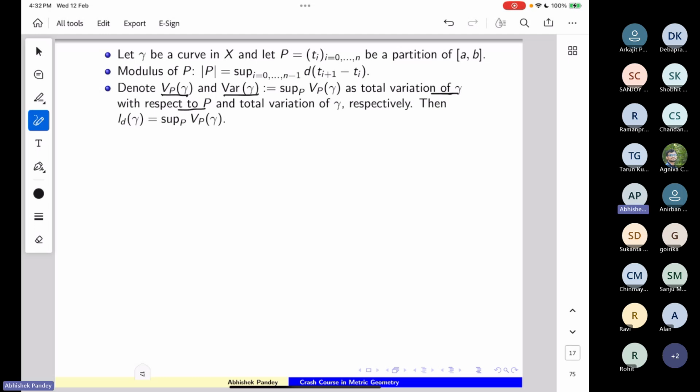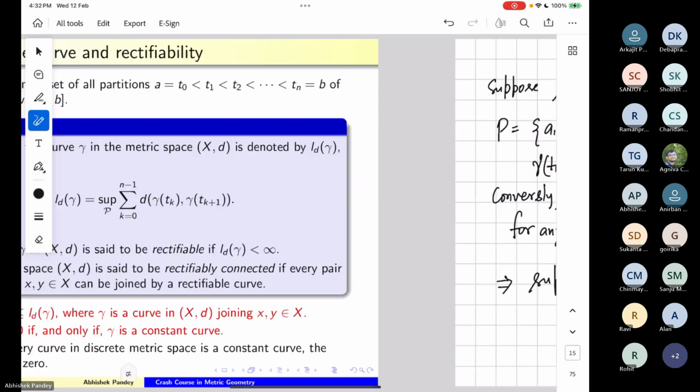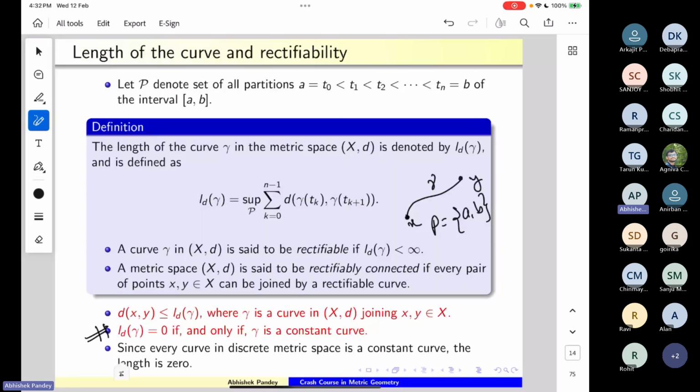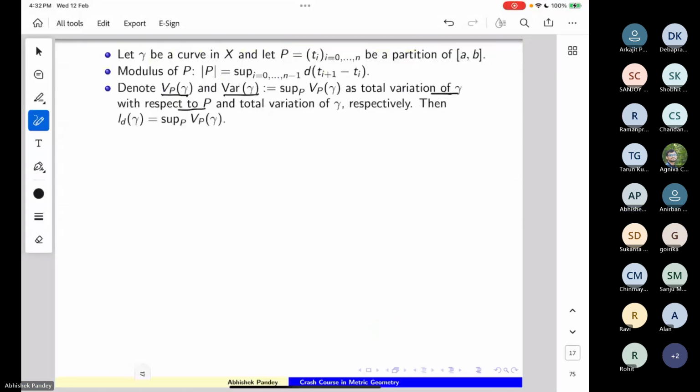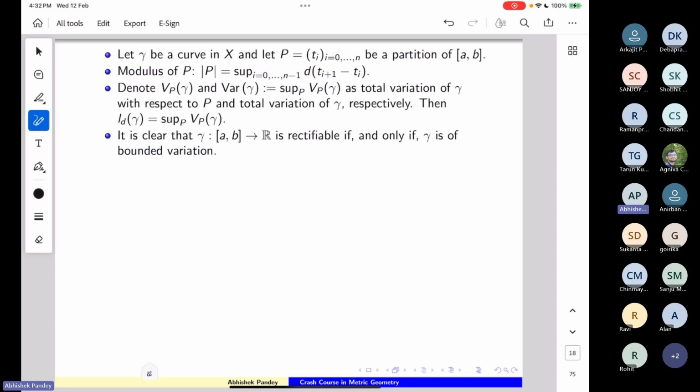So basically V_P(gamma) is nothing but this quantity. And hence the length will be the supremum over all these V_P(gamma). So now it is clear that gamma from [a, b] to R.